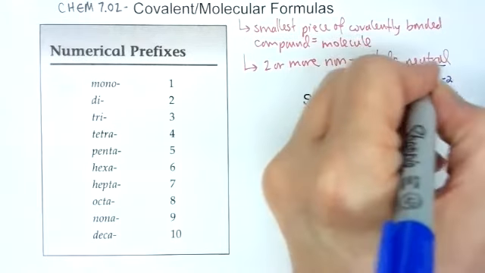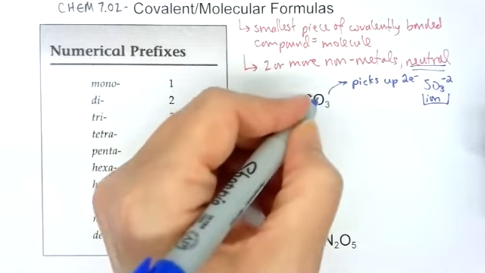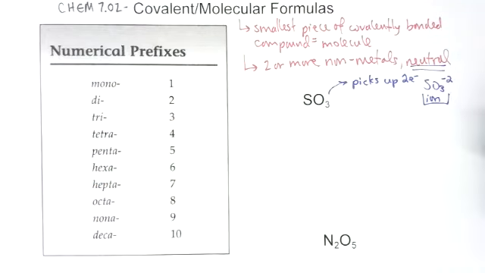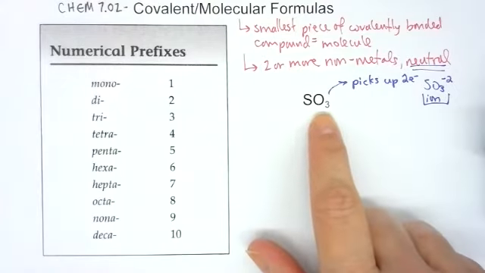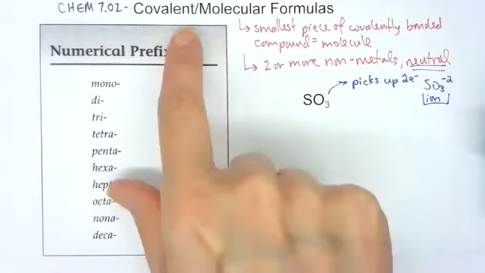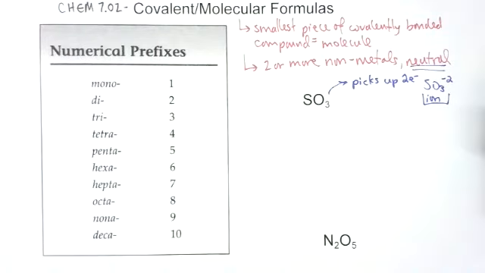So we're referring to things that are neutral. And you notice here, there's no sign around it. So my litmus test number 1: sulfur is a nonmetal and oxygen is a nonmetal. So I have 2 or more nonmetals with no charge. So I'm going to use the rules for naming covalent and molecular formulas.